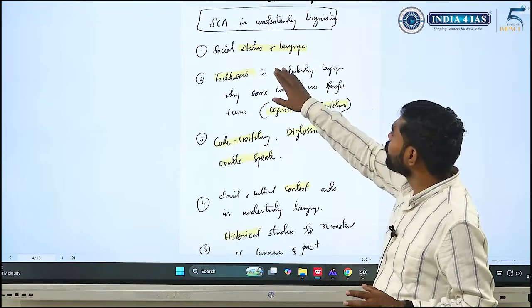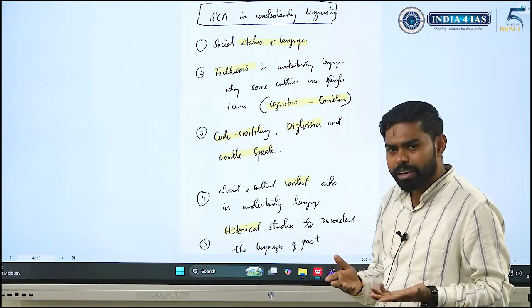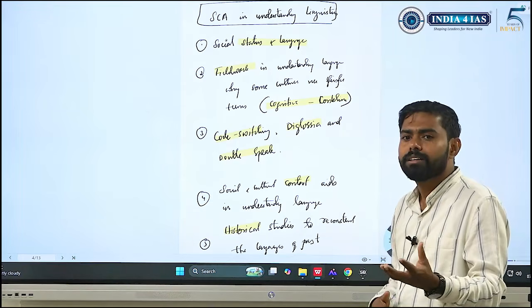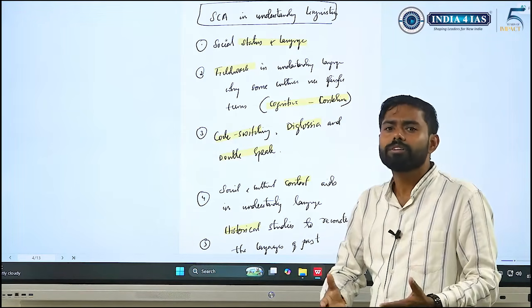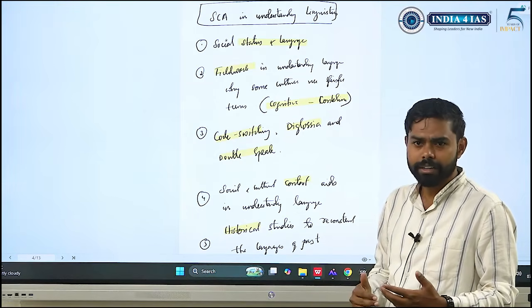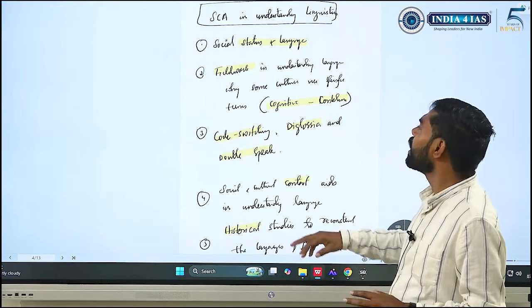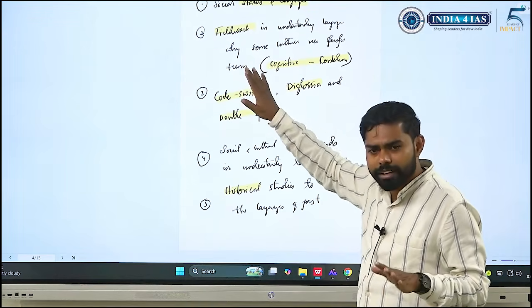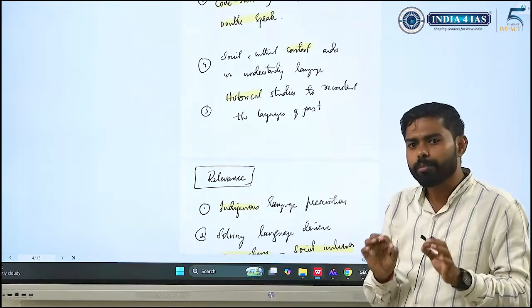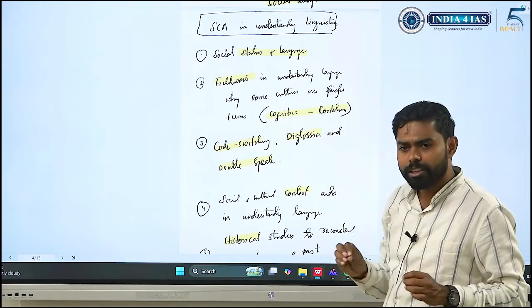Then sociocultural anthropology in understanding linguistics: how social status influences language, right? In the terms of reference, we address elders with respect and youngers without it, like ji, aap, tum, tu. That's how we address. And I have tried to integrate the syllabus, right? Fieldwork: the syllabus gives me the points. How are language and sociocultural anthropology linked in fieldwork?